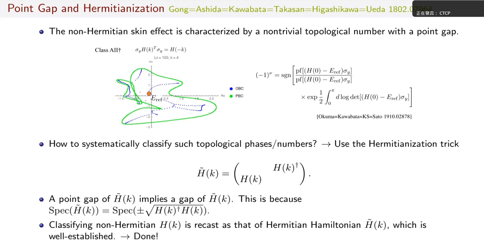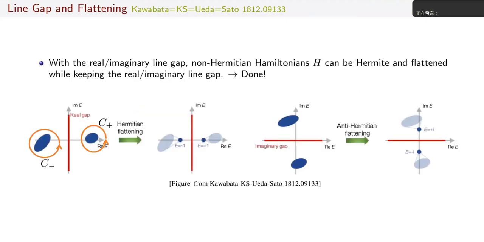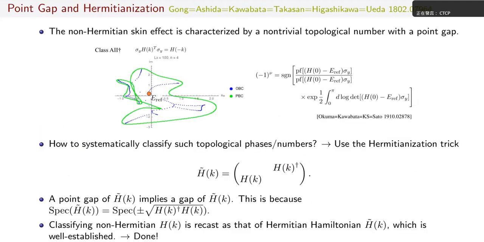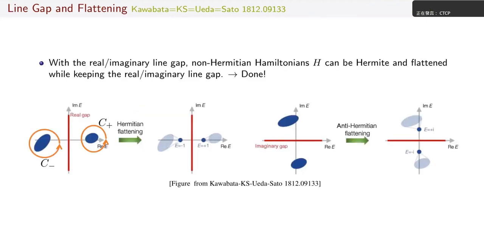Thank you. My question is about how you try to connect the Hermitian to the non-Hermitian system, right? The point gap is well defined in the non-Hermitian system, but how about the line gap? Can you explain? Okay. So in this sense, the classification with respect to the point gap is solved. Okay, so how about the line gap?